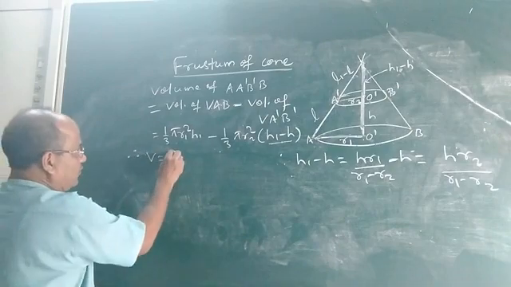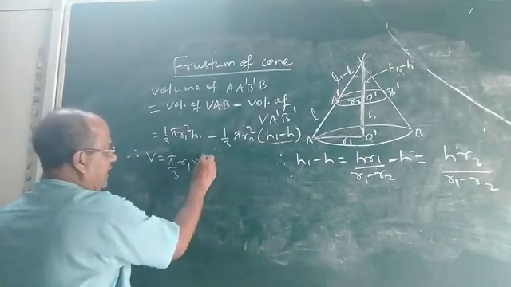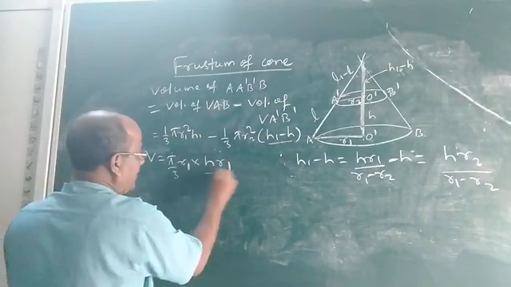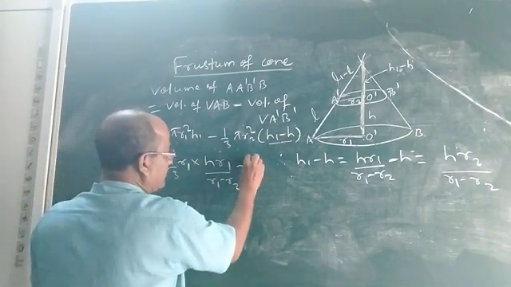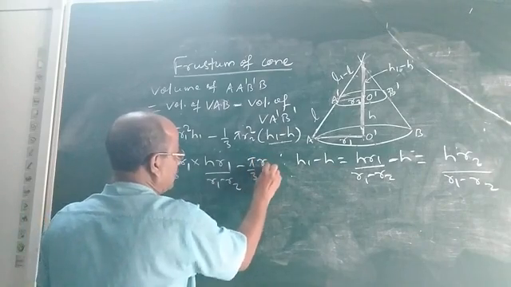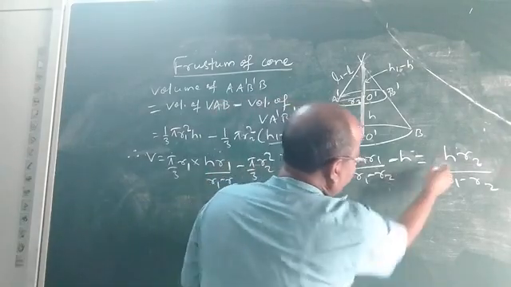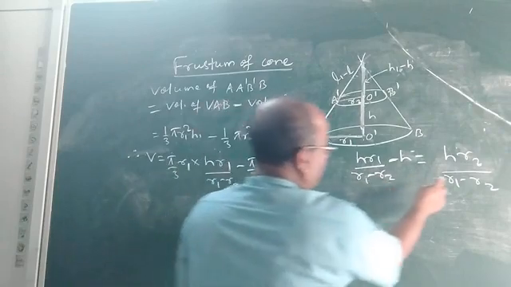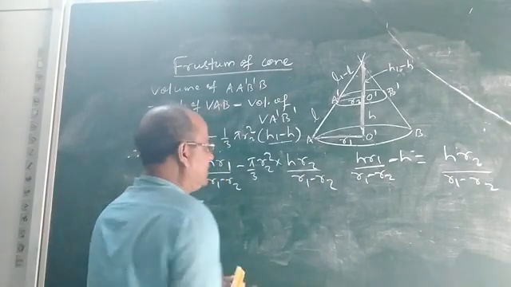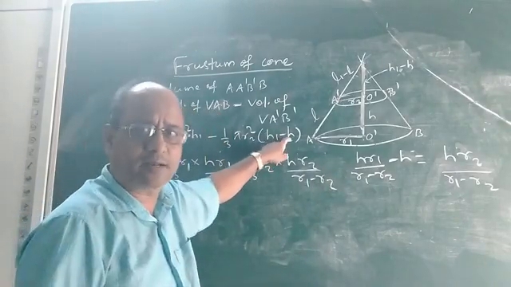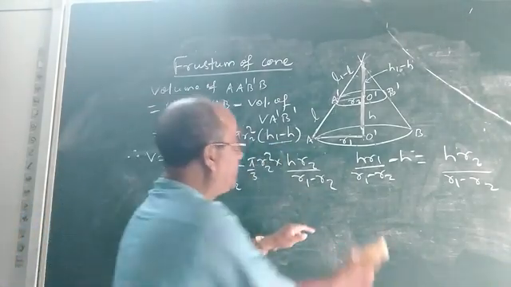The volume will be equal to pi by 3 r1 square, and in place of h1 we write h r1 by r1 minus r2, minus pi by 3 r2 square, and then for h1 minus h we substitute h r2 by r1 minus r2. So on substituting the value of h1 minus h and the value of h1 in this expression, we got this expression. Now let us simplify it further.